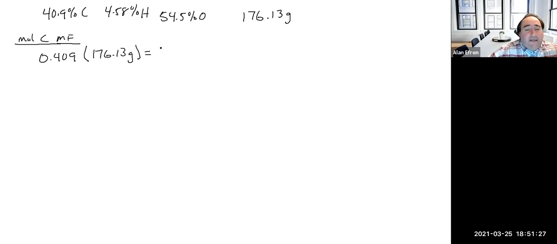Again, here we had 40.9% carbon, 4.58% hydrogen, 54.5% oxygen, and the molar mass of the compound, 176.13. So same things we did before to figure out the moles of carbon in the molecular formula. We would take the percentage and convert it into a decimal, so divide by 100. We would multiply that by the mass of the compound. And basically what that is telling us is how many of those 176 grams is carbon.